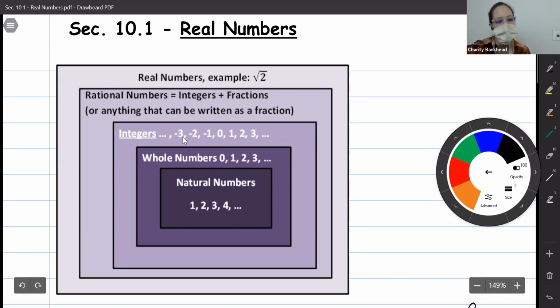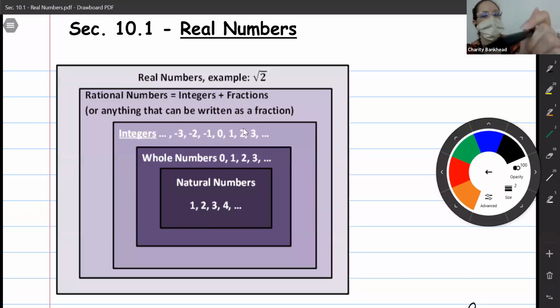Okay. And then outside of that, we have rational numbers. Rational numbers include all of the integers, plus anything that can be written as an integer over another integer. So in other words, fractions. And most decimals are also going to be rational numbers. For example, 0.3 would be the same thing as 3/10. So that would be a rational number.